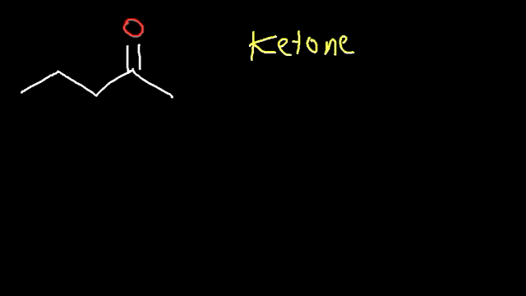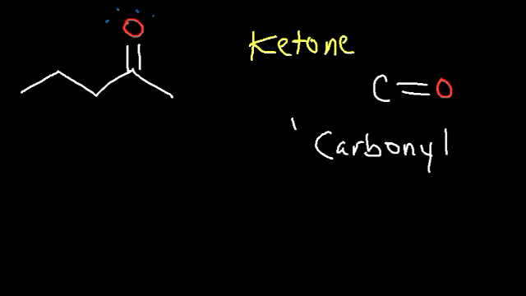Now what about this compound? What's the functional group? So this is called a ketone. Ketones and aldehydes have what is known as a carbonyl group, which is a C double bonded to an oxygen. And so there's a lot of reactions associated with carbonyl groups. But this is called a ketone. If the carbonyl group is in the middle, it's a ketone. If it's at the end, it's an aldehyde.